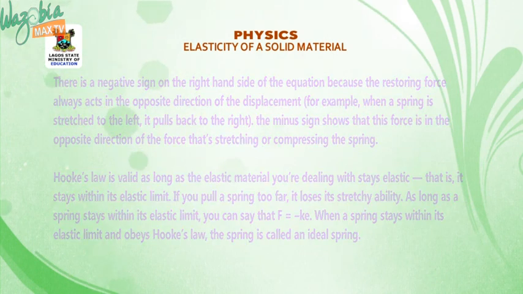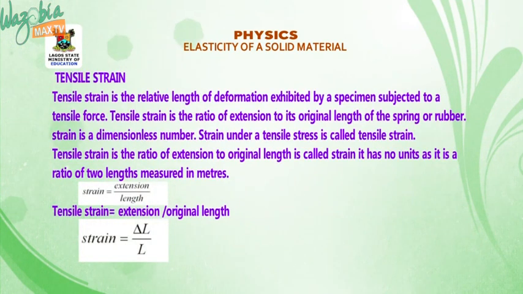So let's look at another term, which is called tensile strain. Tensile strain is the relative length of deformation exhibited by a specimen subjected to a tensile force. We said that tensile strain is the ratio of extension to the original length of the spring or rubber. Strain is a dimensionless number. Strain under a tensile stress is called tensile strain. It has no unit as it is a ratio of two lengths measured in meters.